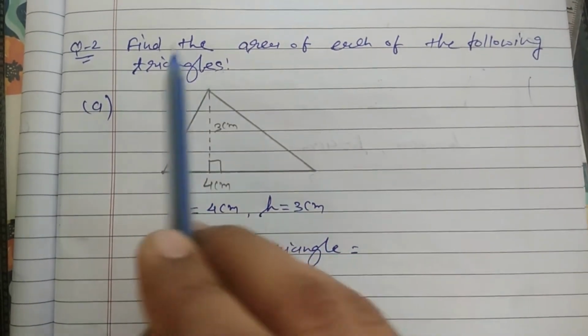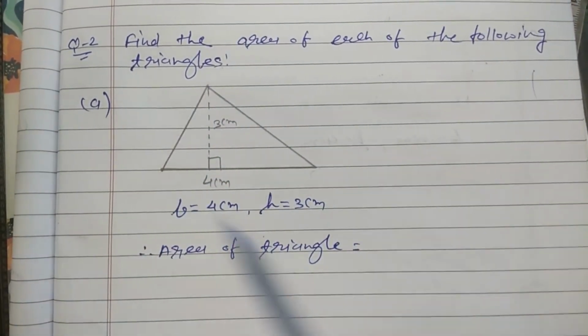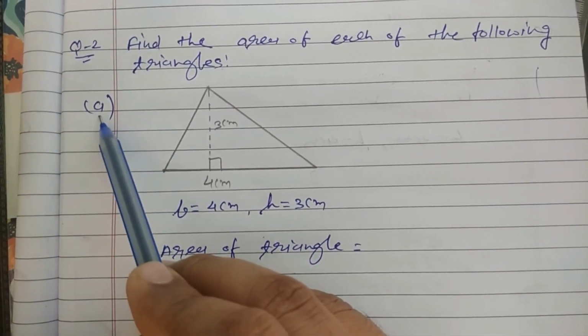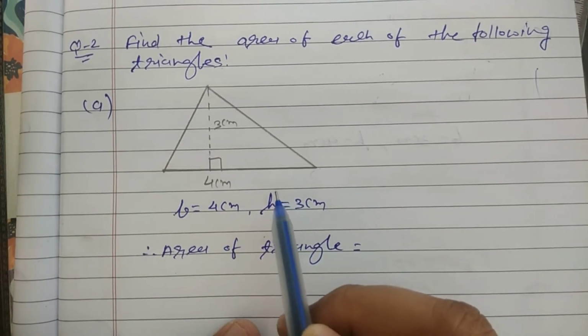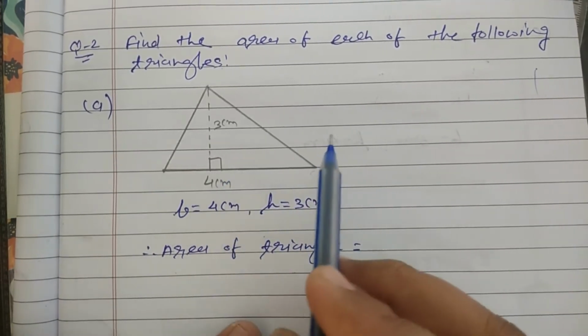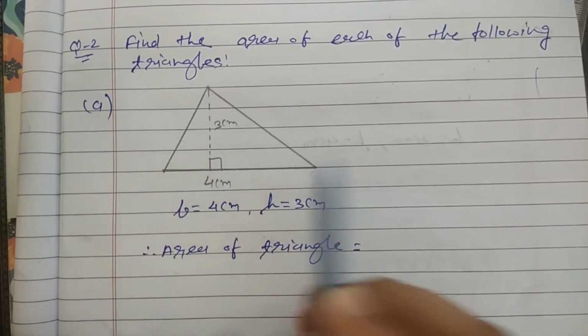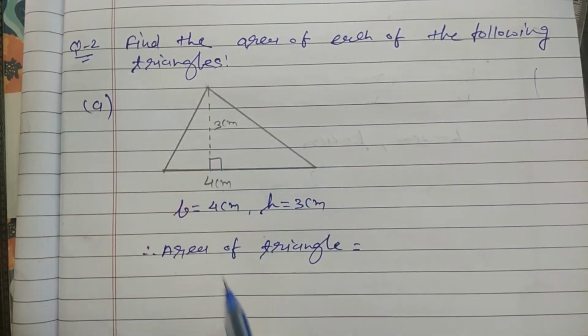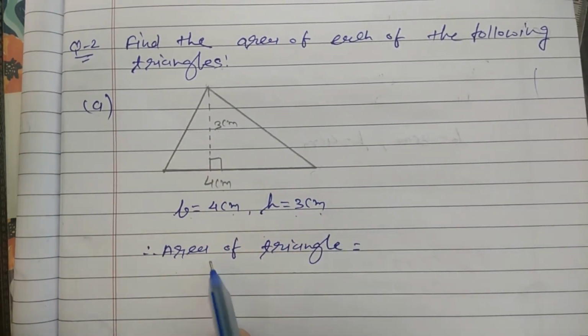Okay, next student, question number 2. Question number 2 is find the area of each of the following triangles. So sum A, here a triangle is given. In this triangle we know that, the same way as the parallelogram, its side is our base. So this 4 centimeter is our base, and this dashed line is the height. So base is 4 centimeter, height is 3 centimeter, therefore the area of the triangle.